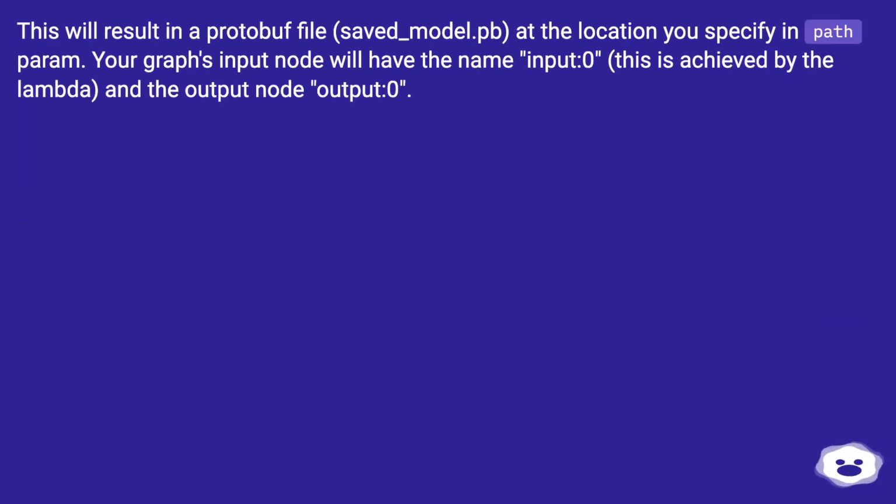This will result in a Protobuf file, saved_model.pb, at the location you specify in the path param. Your graph's input node will have the name input:0. This is achieved by the lambda, and the output node is output:0.